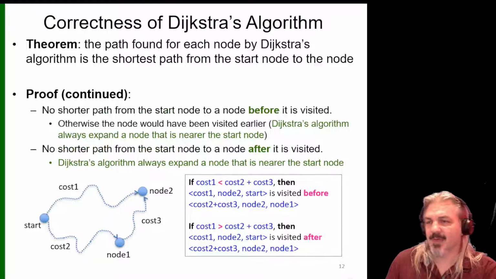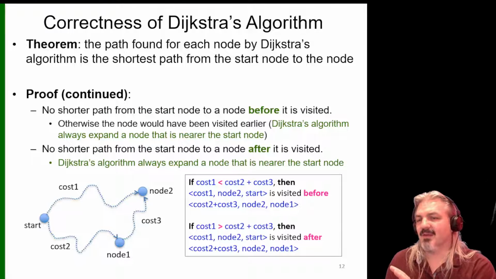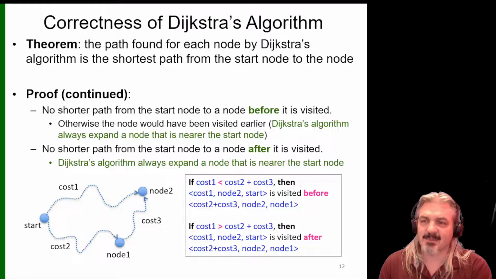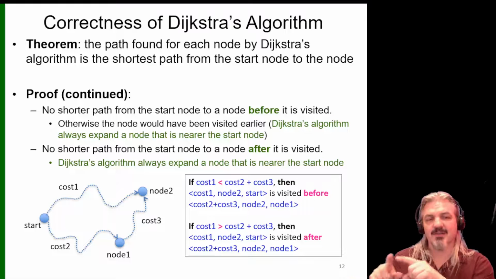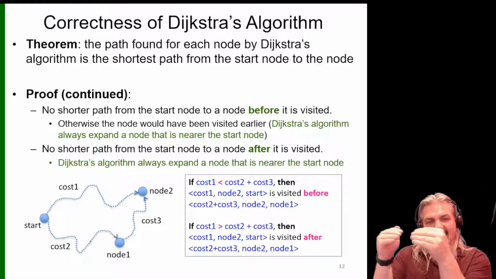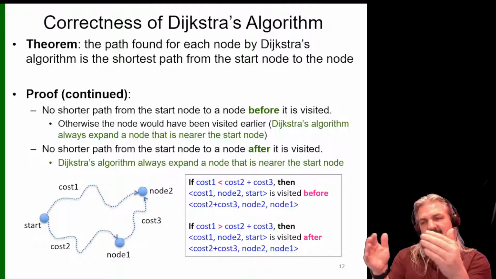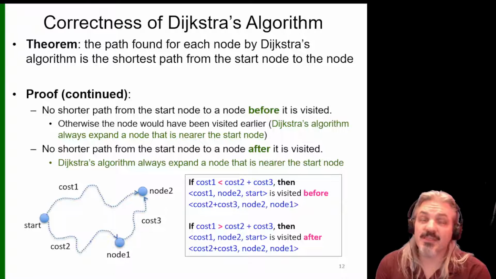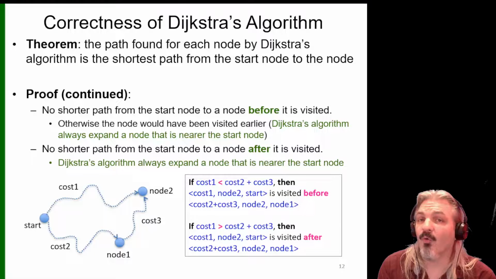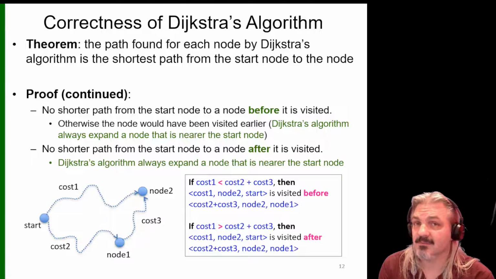So if we look at that, we're saying Dijkstra's algorithm always expands the nodes that are closest to the start. That's how we know that we're always grabbing the lowest cost node, and there is no shorter path from the start to the node after it's been visited, because the frontier has a cost, and we know that nothing on that frontier is going to get shorter. This, of course, relies on all weights being positive.